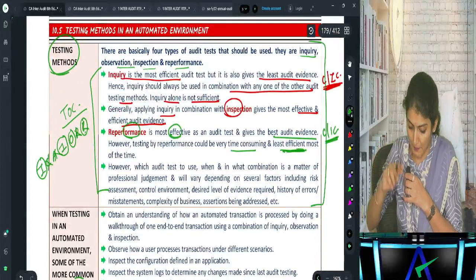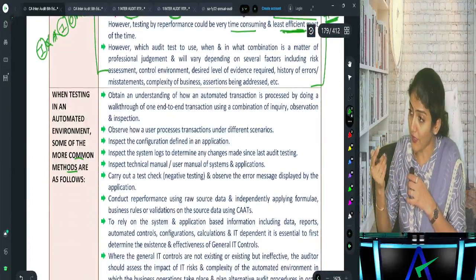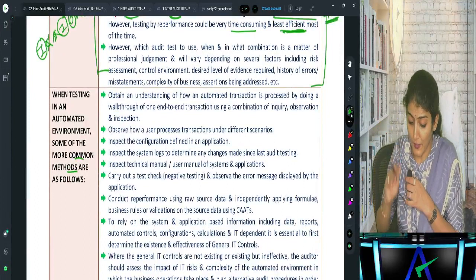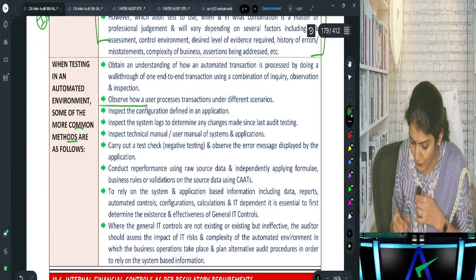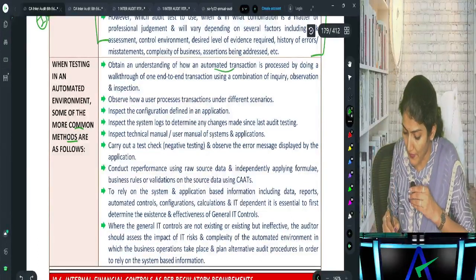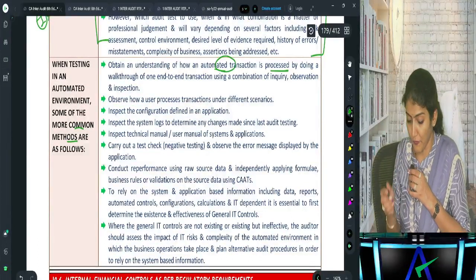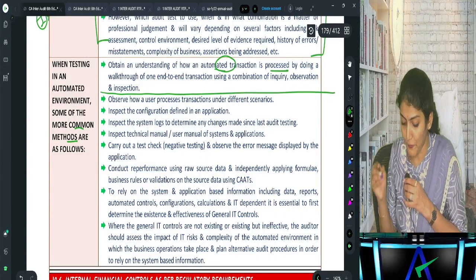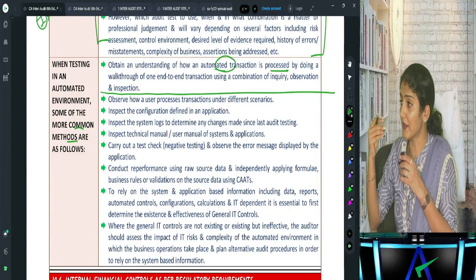These are the testing methods. Then after that, what does it say? What are the common methods? Now, what are the common methods over there? The first two points talk about obtaining an understanding of how an automated transaction is processed. So first you have to understand. What do you have to understand? How an automated transaction is processed.